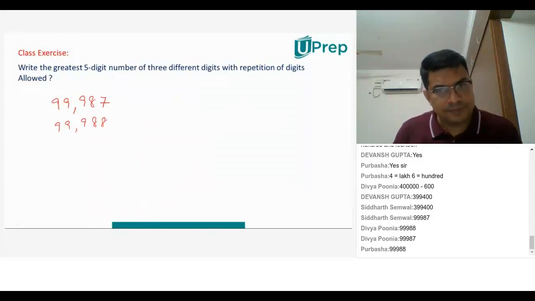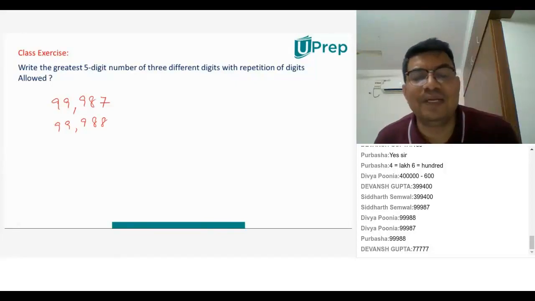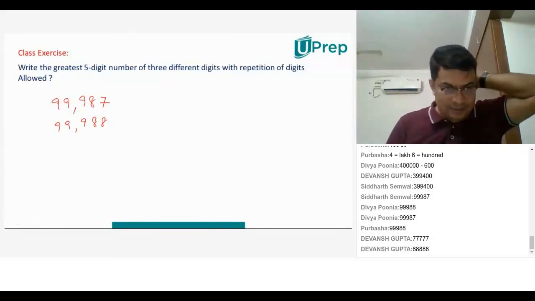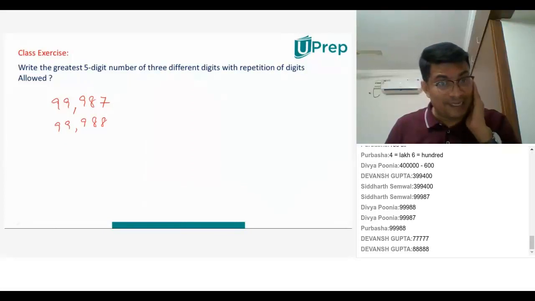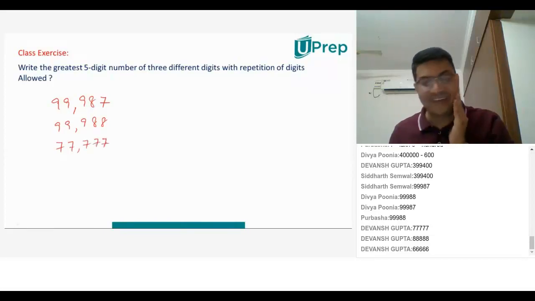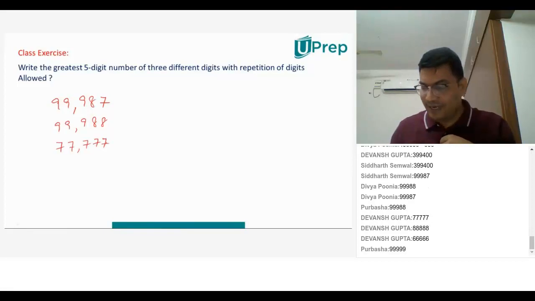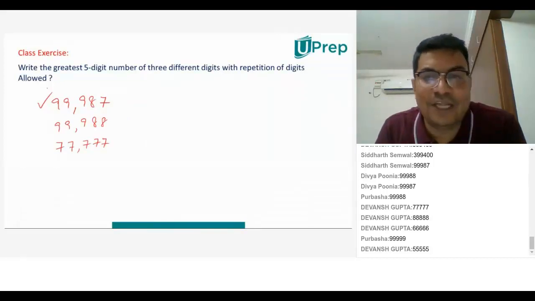Sir, you have said 3 different digits. No, I'm not saying. I'm looking at answers from various people in the class. Devansh is giving a very different answer. Devansh says 77777. Okay. So we'll come there. Everyone, good job. So I think the perfect answer is 99987. Parbasha says 5 times 9. Okay, let's solve this question.